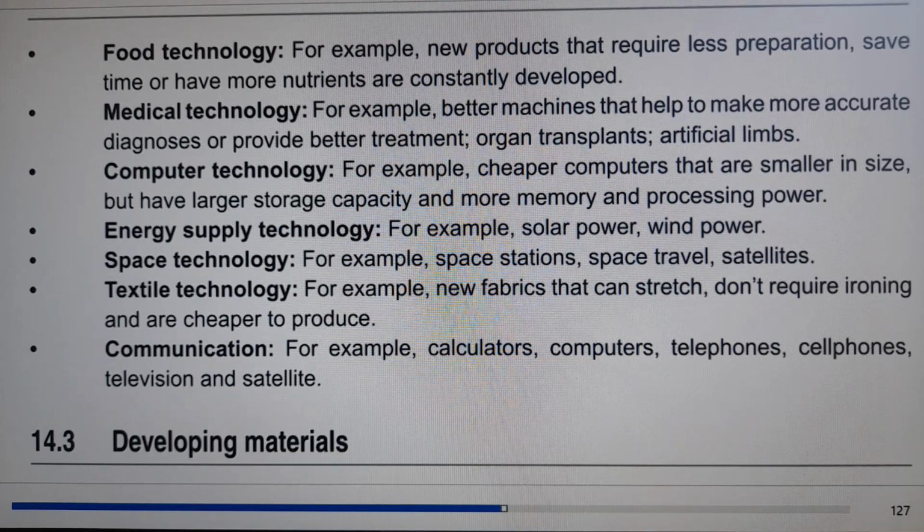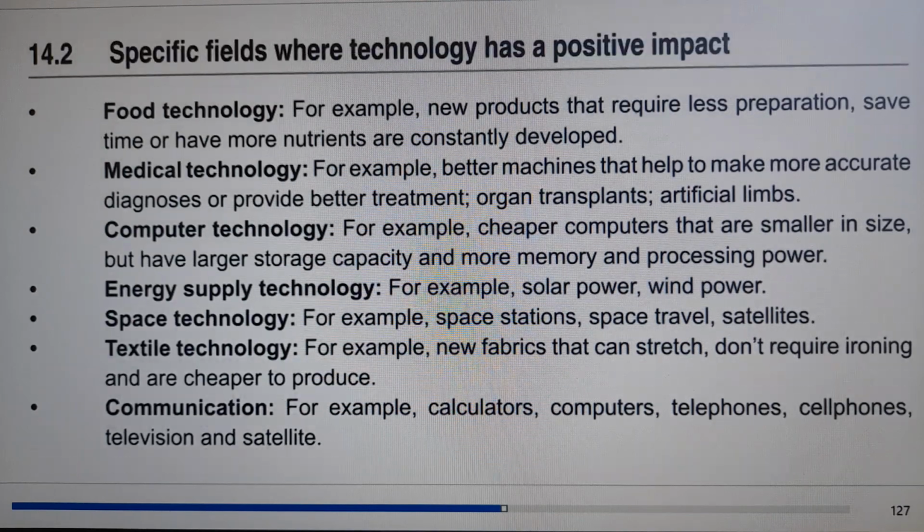Okay, so if you are asked a question to say name the fields where technology has a positive impact and write an example, you can pick any of this. You must say food technology, and the example is that new products that require less preparation, save time, or have more nutrients are constantly developed.